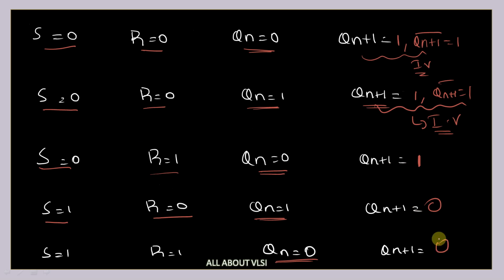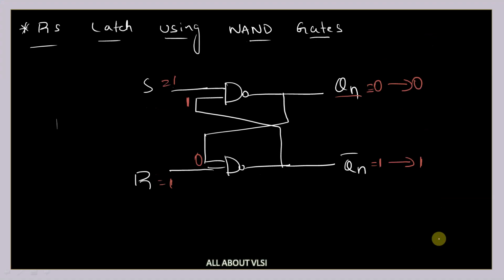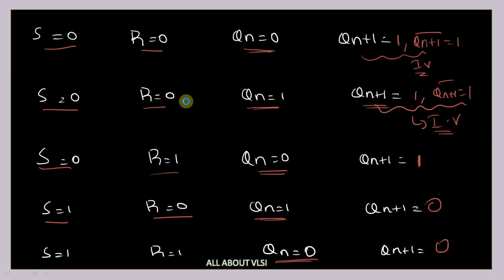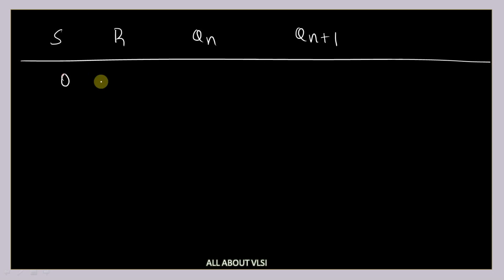Now, what is the conclusion from this? So what do you see from this? Here we can see this SR latch using NAND gate is exactly opposite to your SR latch using NOR gate. Okay, so let me draw the truth table for this. S, R, Qn and Qn plus 1. 0 0 0 0, 1 0, 1 0.